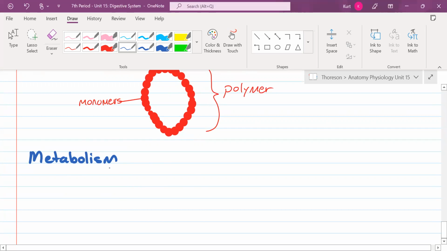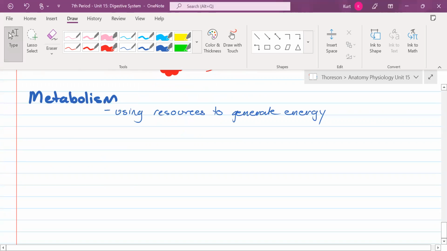So metabolism in general is basically using resources to generate energy. And there's two types of metabolisms. We have anabolism and catabolism.